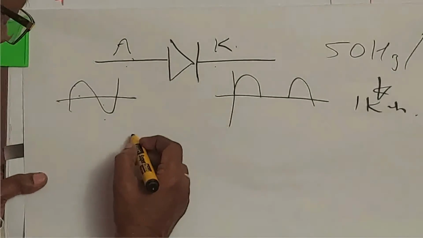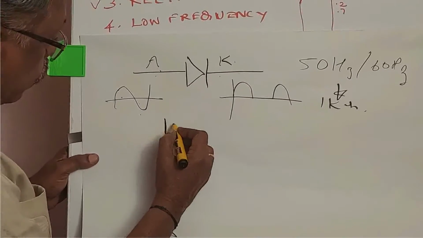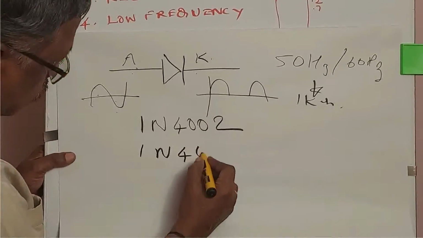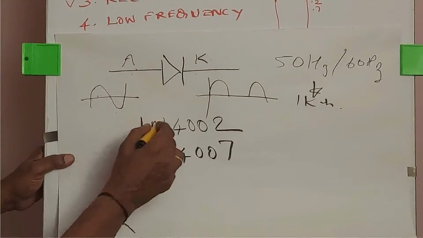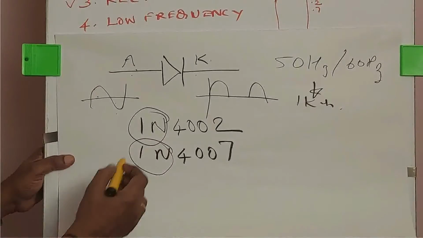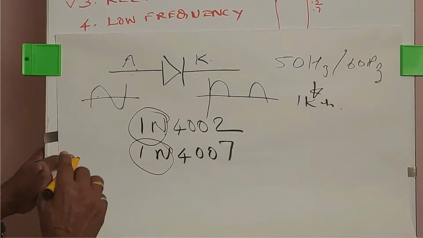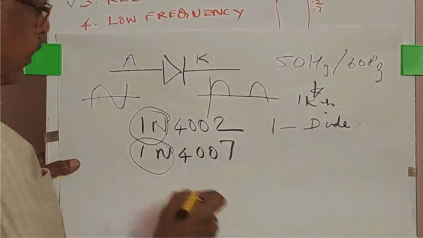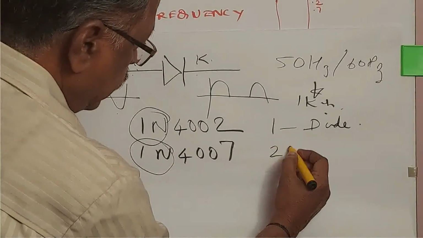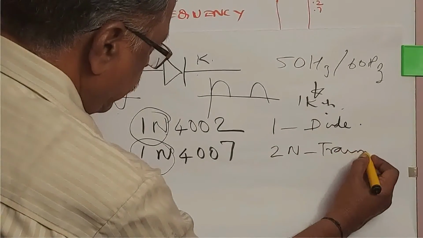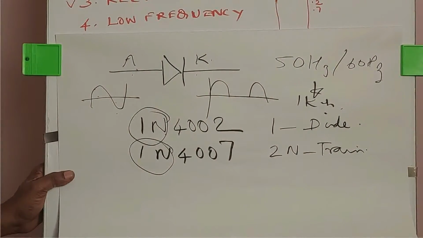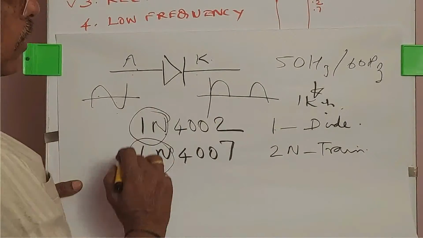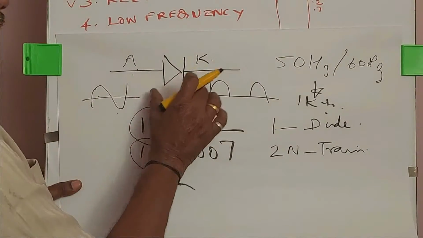These diodes are with specifications like 1N4002, 1N4007. This is 1N. Many people are mistaken. They call it IN. No, it is 1N only. What is 1? 1 is nothing but diode. When 1 is written, it is a diode. If it is written like 2N, that is a transistor. 2N means 2 junctions, it is called a transistor. Like that, these 1N diodes are silicon diodes only. They are meant for AC rectification.